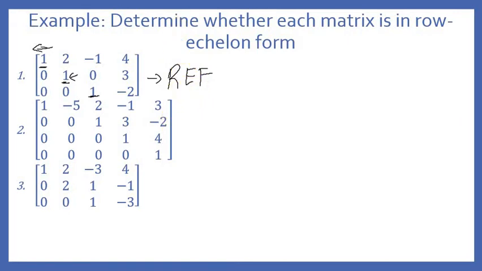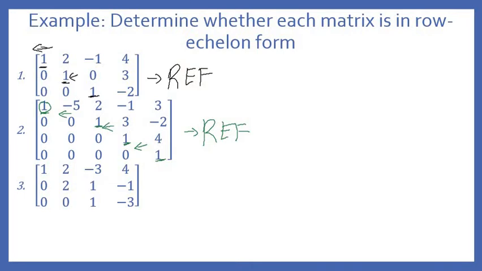How about the second one? So the second one here, our first non-zero entry is 1. Our first non-zero is 1, first non-zero is 1, and first non-zero is 1 as well. This is farther to the left than this one. This is farther to the left than this one. And this one is farther to the left than this one. So we can also say that this is also in row-echelon form.